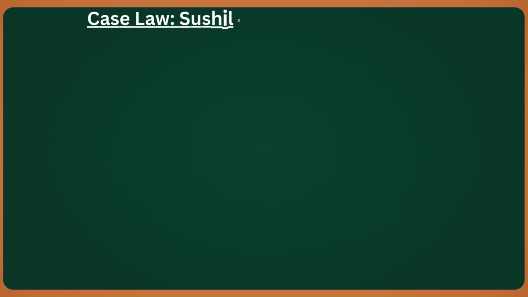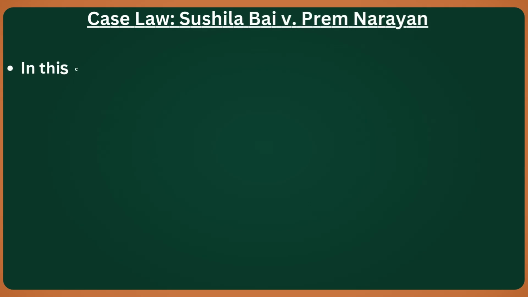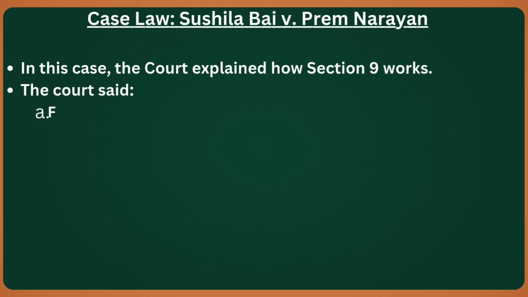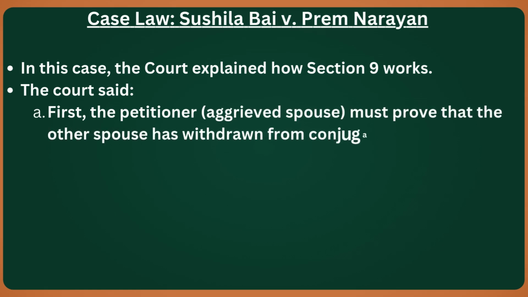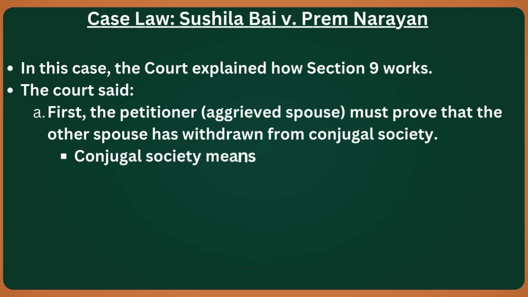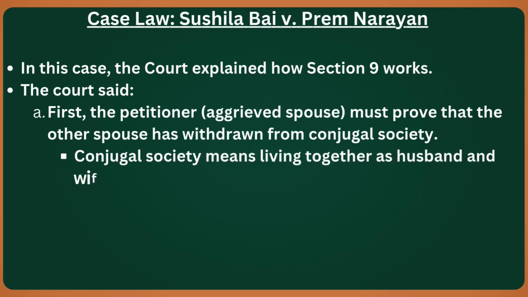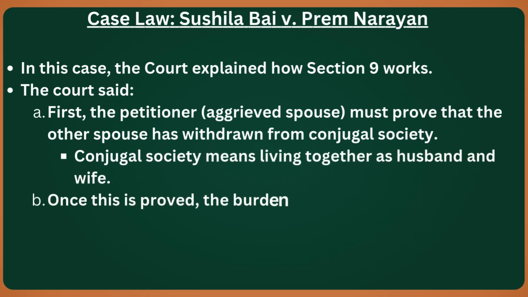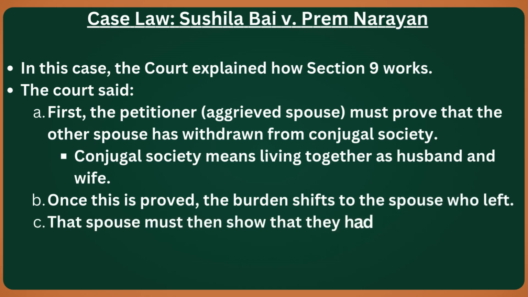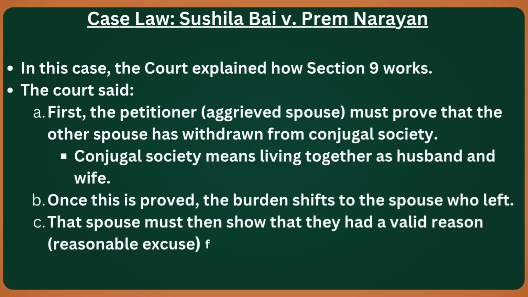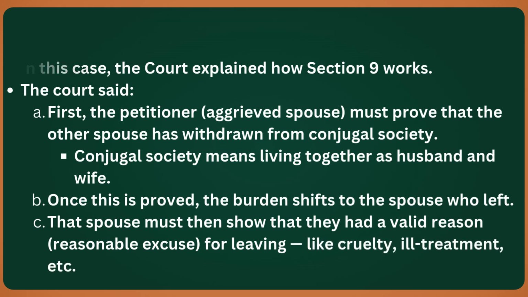Next, let's see the case law Sushila Bai vs. Prem Narayan. In this case, the court explained how Section 9 works. The court said: 1. First, the petitioner, the aggrieved spouse, must prove that the other spouse has withdrawn from conjugal society. Conjugal society means living together as husband and wife. 2. Once this is proved, the burden shifts to the spouse who left. That spouse must then show that they had a valid reason, a reasonable excuse, for leaving, like cruelty, ill treatment, etc.